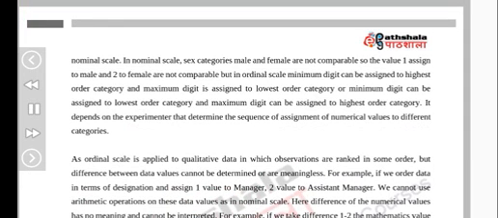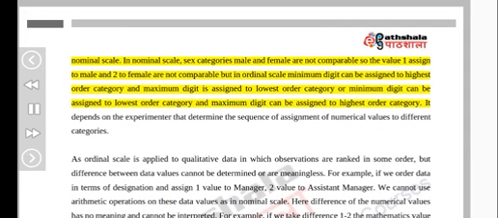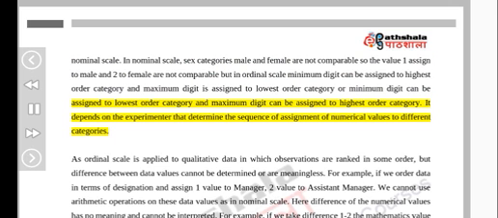In nominal scale, sex categories male and female are not comparable, so the value 1 assigned to male and 2 to female are not comparable. But in ordinal scale, the minimum digit can be assigned to the highest order category and the maximum digit to the lowest order category, or the minimum digit can be assigned to the lowest order category and the maximum digit to the highest order category. It depends on the experimenter to determine the sequence of assignment of numerical values to different categories.